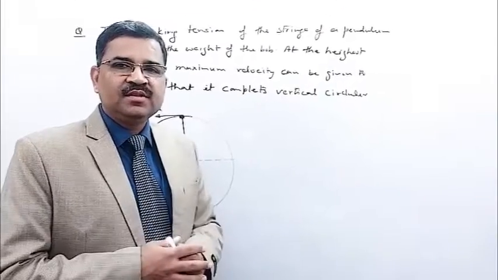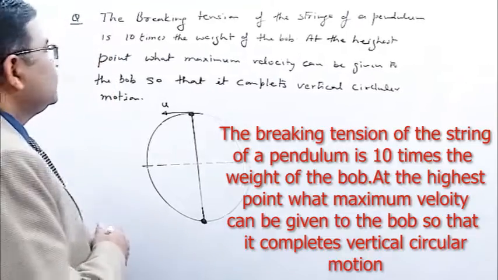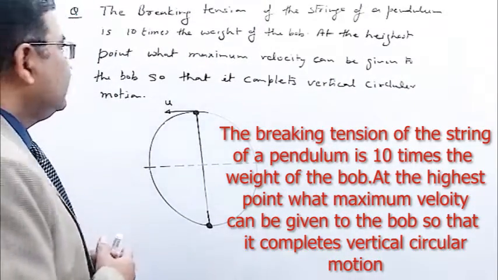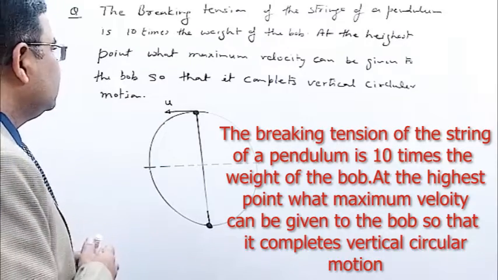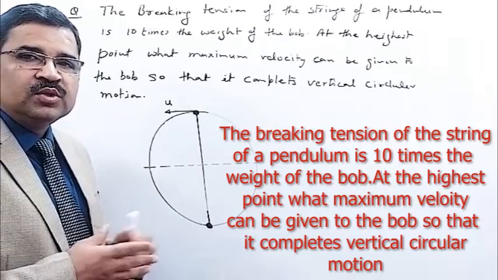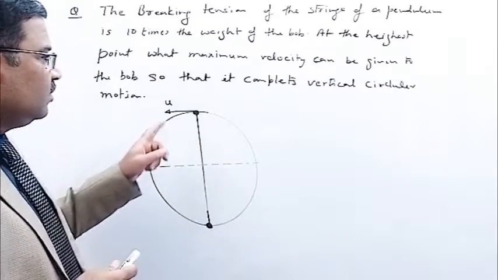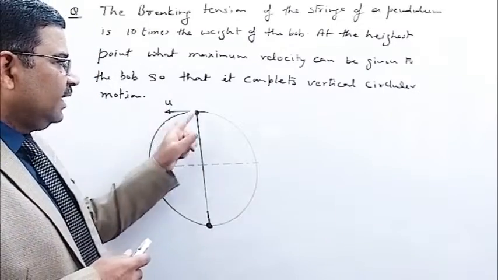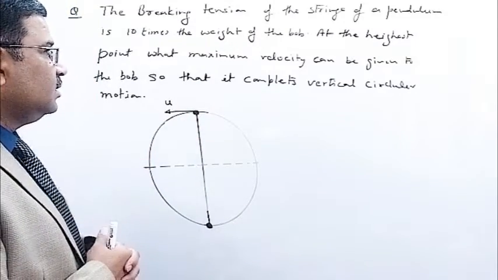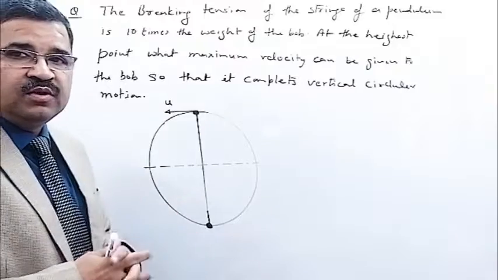Now students, let us consider this question that the breaking tension of the string of a pendulum is 10 times the weight of the bob. At the highest point what maximum velocity can be given to the bob so that it completes vertical circular motion? So the situation is that you have to give initial velocity u at the highest point of the pendulum such that the maximum tension is 10 times the weight of the bob.